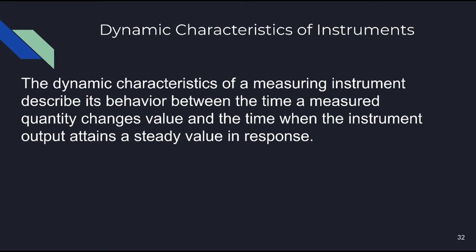The static characteristics of measurement instruments are concerned only with the steady state reading that the instrument settles down to, such as the accuracy of the reading, etc. The dynamic characteristics of a measuring instrument describe its behavior between the time a measured quantity changes value and the time when the instrument output attains a steady value in response. As with static characteristics, any values for dynamic characteristics quoted in instrument data sheets only apply when the instrument is used under specified environmental conditions. Outside these calibration conditions, some variation in the dynamic parameters can be expected.